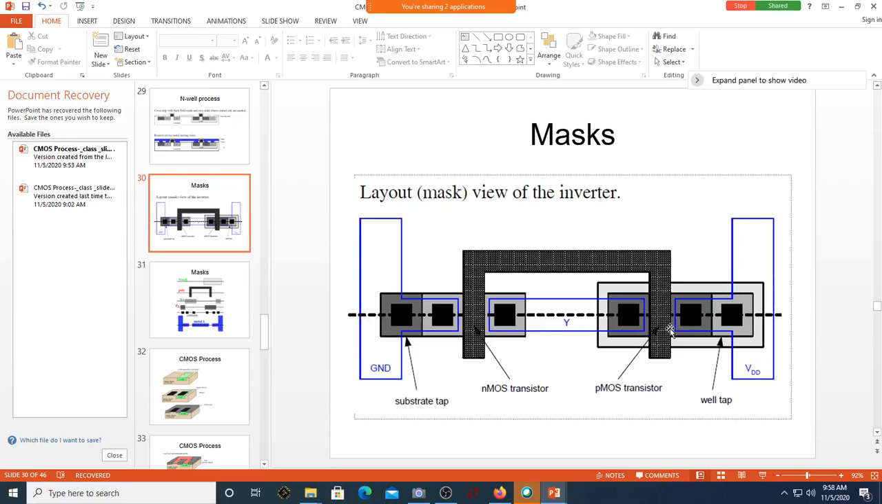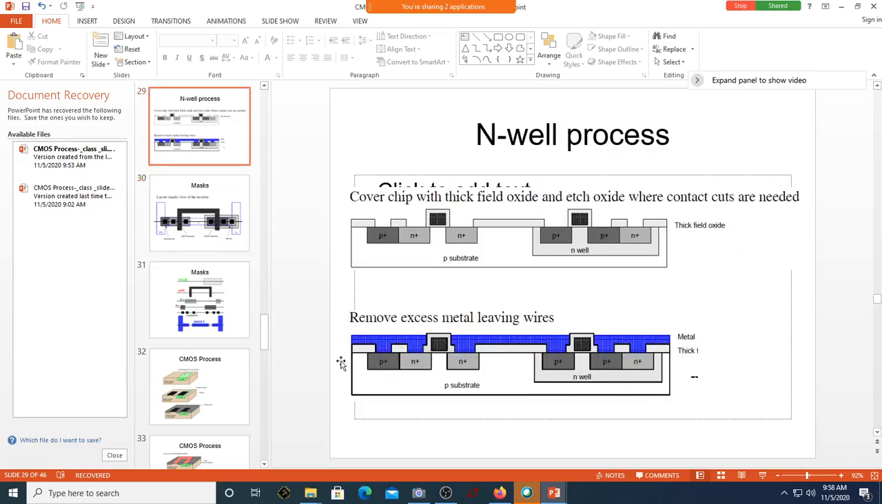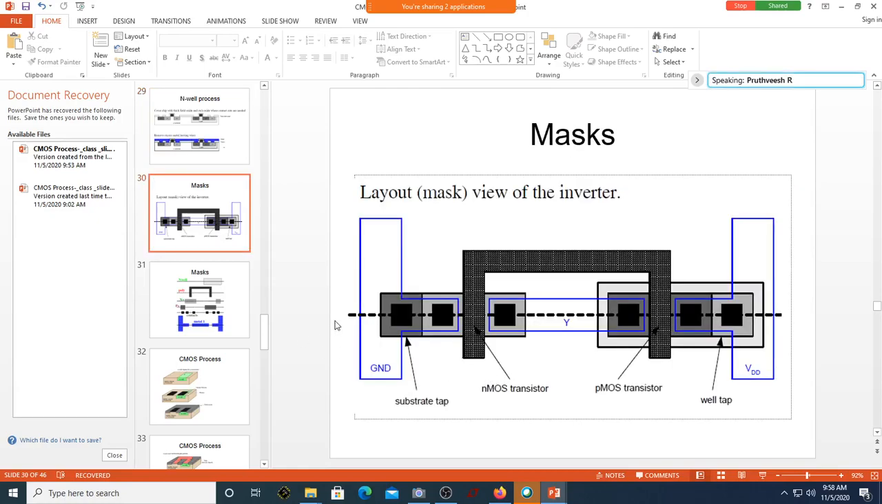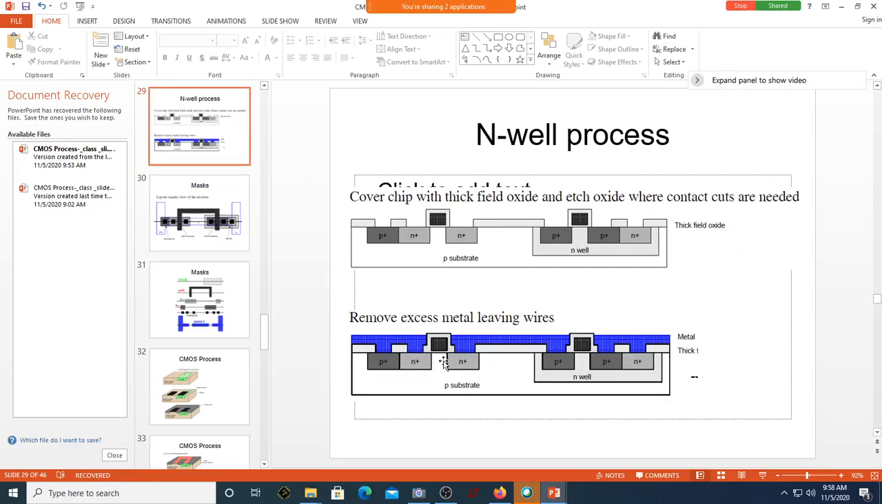Sorry, the cross section view. The cross-sectional view will actually give you this. Suppose, as we did in Microwind, if you make a contact cut here, it exactly looks like this. Correct?